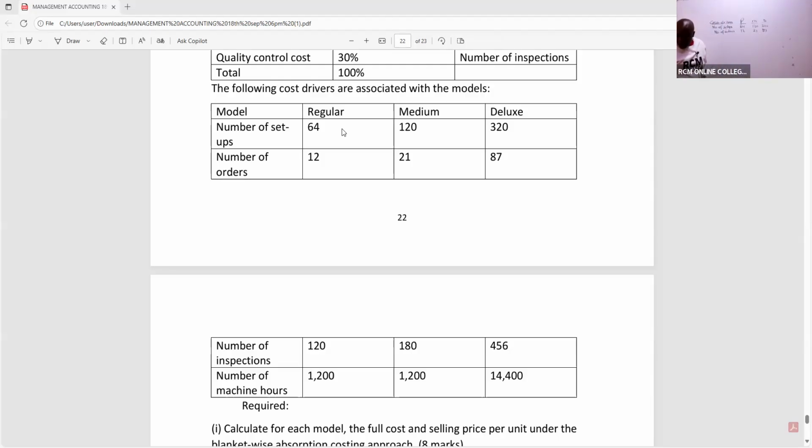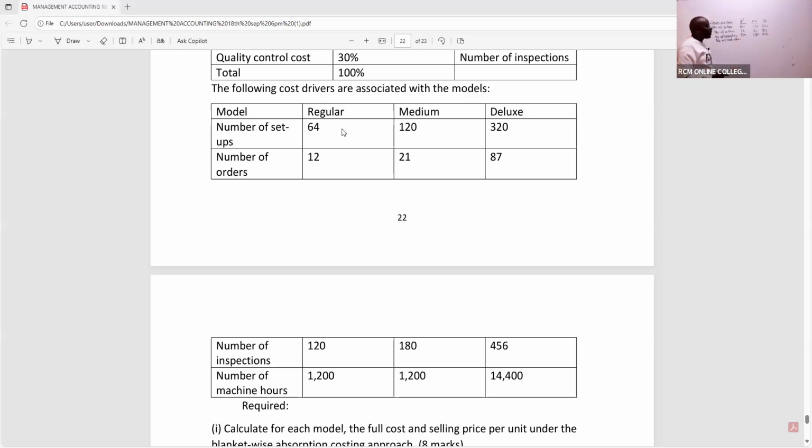The next one is number of inspections. What am I able to see? 120, 180, and 456. And then lastly, we have number of machine hours.